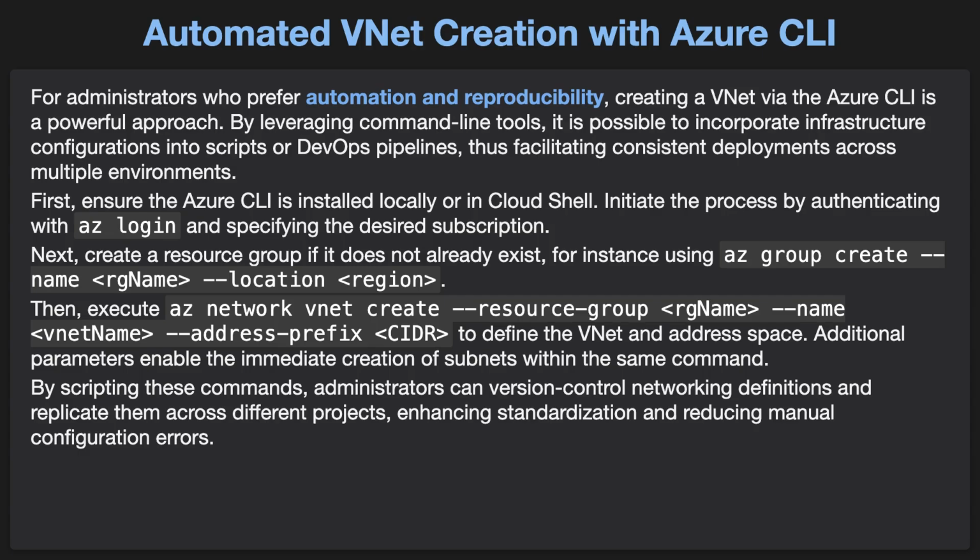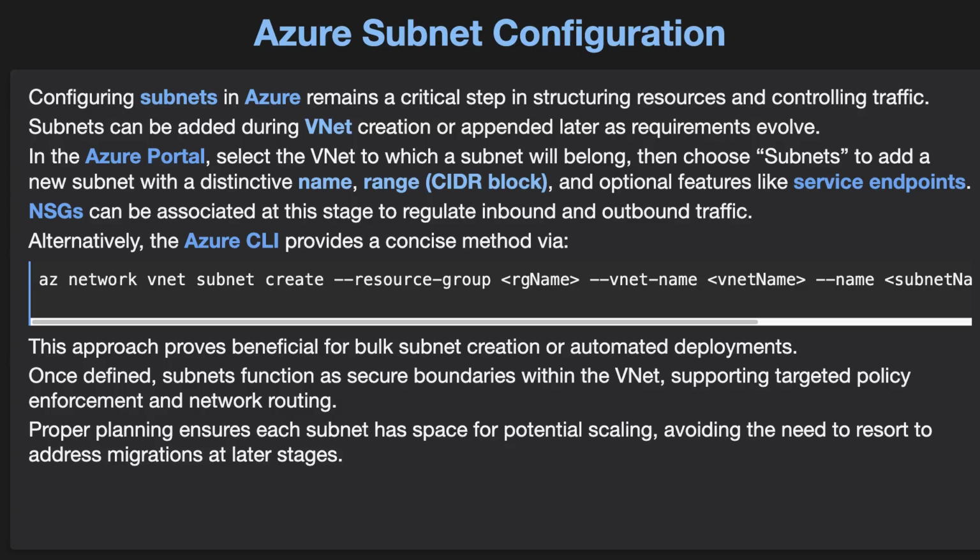Additional parameters enable the immediate creation of subnets within the same command. By scripting these commands, administrators can version control networking definitions and replicate them across different projects, enhancing standardization and reducing manual configuration errors.